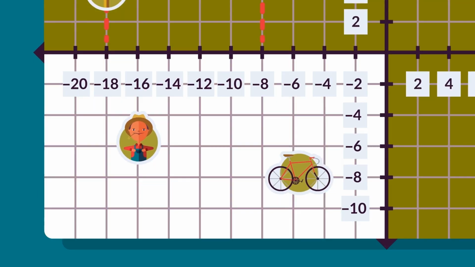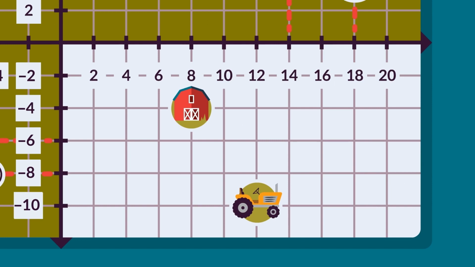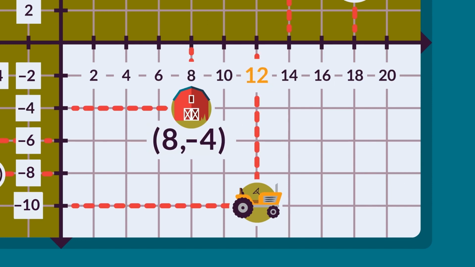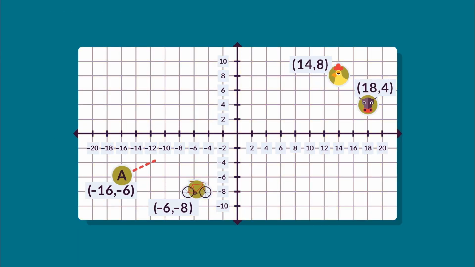And on the third quadrant, the bicycle is at -6, -8, and the farmer at -16, -6. Finally, in the fourth quadrant, the farmhouse is at 8, -4, and the tractor 12, -10. If the farmer started at his position A and then walked to check on the chicken, B, and the cow, C, before picking up his bicycle, D, and taking it back to where he started at A, we'd be able to draw line segments to join the points.